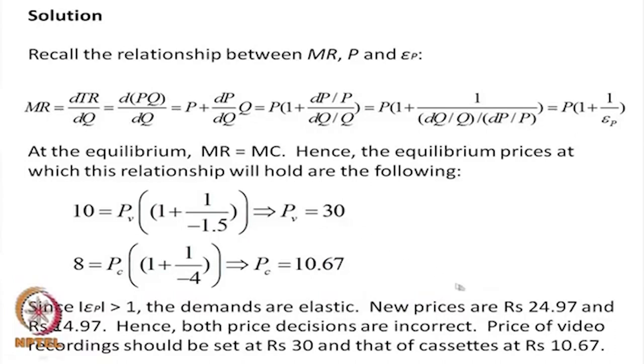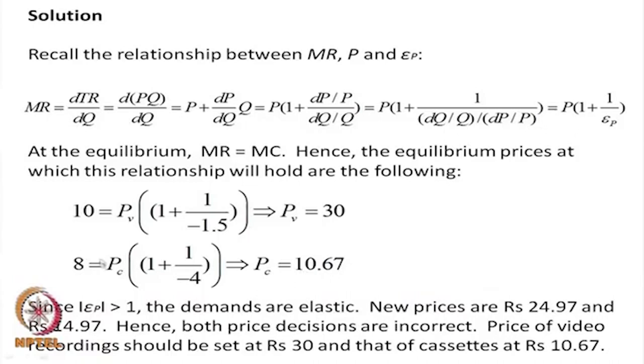Whereas, the new price that the company is charging is only 24.97. That means this reduction is not justified. Now, we go for the blank assets. The marginal cost for the company for a blank asset is rupees 8. Using the same relationship with the new value of epsilon p as estimated by the trade association, which is equal to minus 4, the price should be set at 10.67.